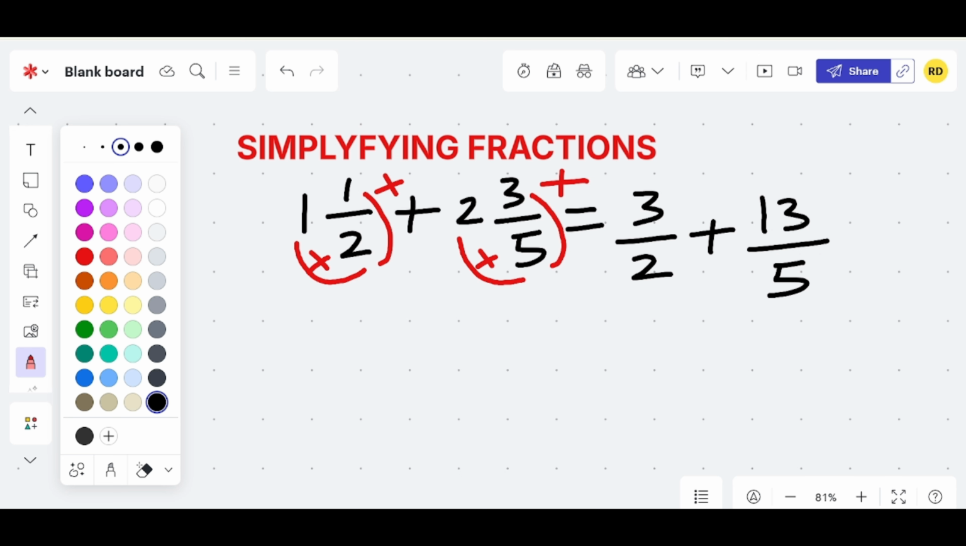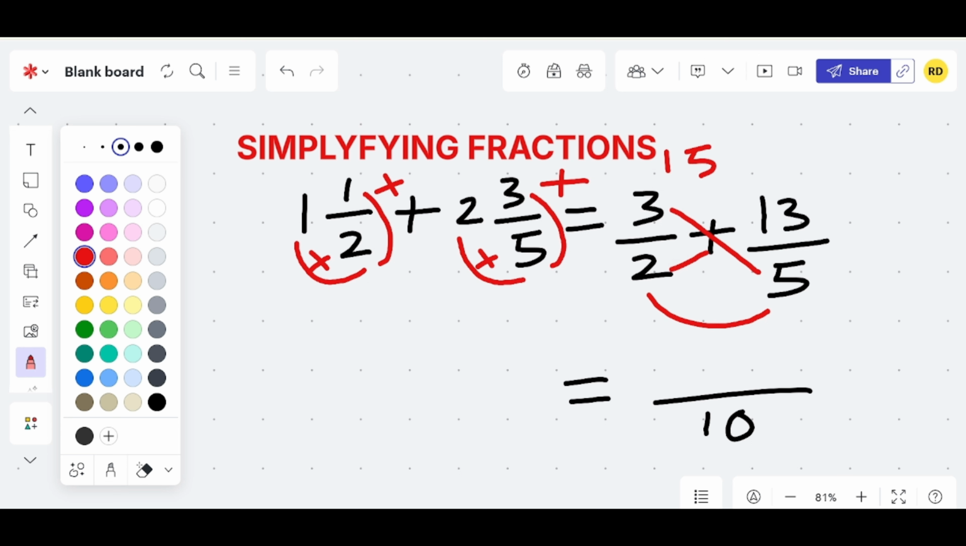Now how do we add them? Again, you can look at that both of these have different denominators. So what's the first step? You multiply these two denominators, right? So now 2 times 5, that's going to be 10. That's the denominator. And now you're going to do the cross multiplication. So 3 times 5, that's 15. And then you do 2 times 13, that's 26. Now you add these two numbers. So 15 plus 26, that's going to be 41. So the answer is 41 divided by 10.